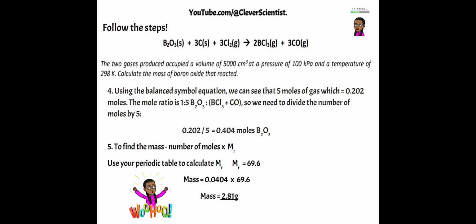Now, if you remember from an earlier video, it's very easy to convert moles into mass. All you have to do is multiply the number of moles by the formula mass for that substance. So we can use our periodic table to calculate the formula mass for the boron oxide, which comes to 69.6. So all we do is multiply the number of moles of boron oxide by its formula mass to find the mass, which ends up being 2.81 grams. Woohoo! You did it! Awesome.